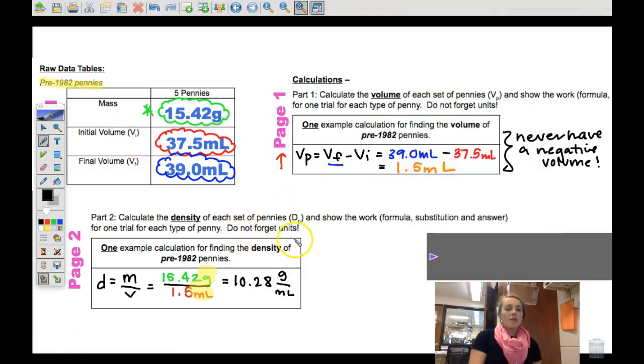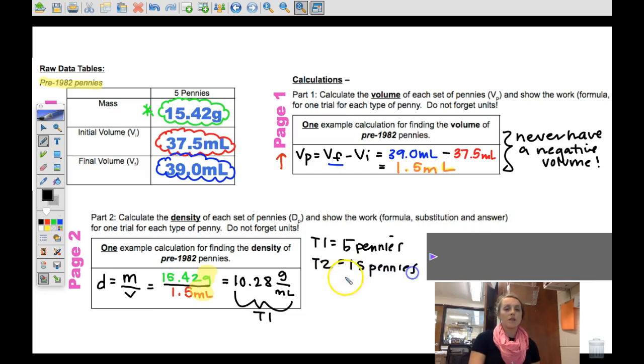So this is just my first trial. So trial 1 is with my 5 pennies. Trial 2, I get to repeat the same process for 15 pennies. In trial 3, I get to repeat the process one more time for 25 pennies.